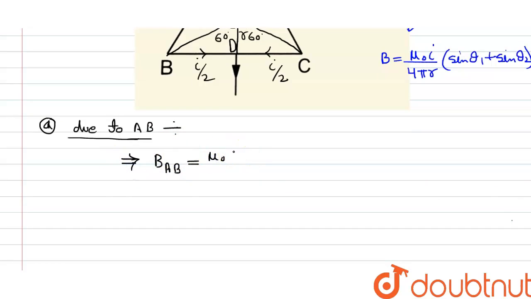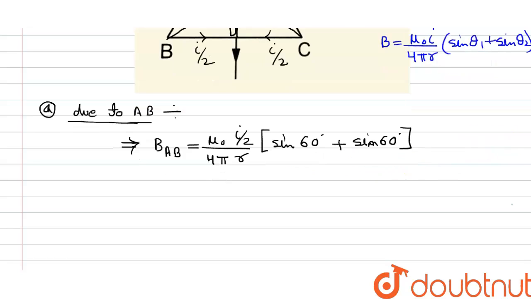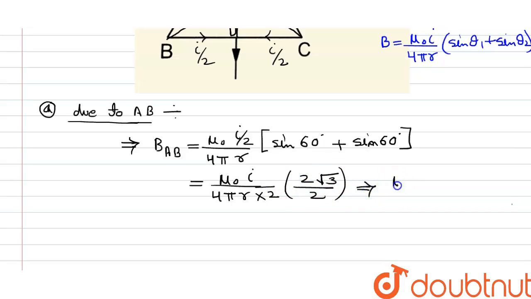mu naught. What is the value of current? It is I by 2, divided by 4 pi R multiplied by sine theta 1. What is the theta 1 value? It is 60 degrees, plus sine theta 2. What is the value of theta 2? It is also 60 degrees. So after calculating this, we will get mu naught I divided by 4 pi R multiplied by 2 bracket, 2 square root of 3 divided by 2. So we will get our answer as mu naught I square root of 3 divided by 8 pi R.